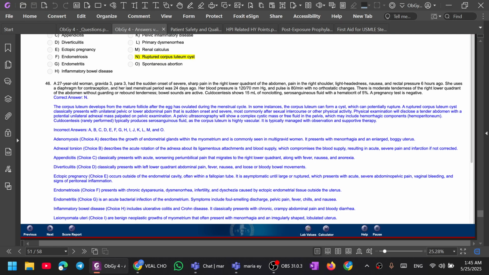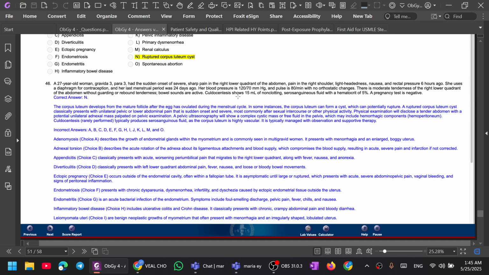Because of the right lower quadrant, I guess they mean one of the ovaries. I guess it was the culdocentesis. Maybe the culdocentesis, there is 15 ml of non-clotting serosanguinous blood. But culdocentesis is actually rarely performed. So that means if it's performed, that's a clue for corpus luteum.